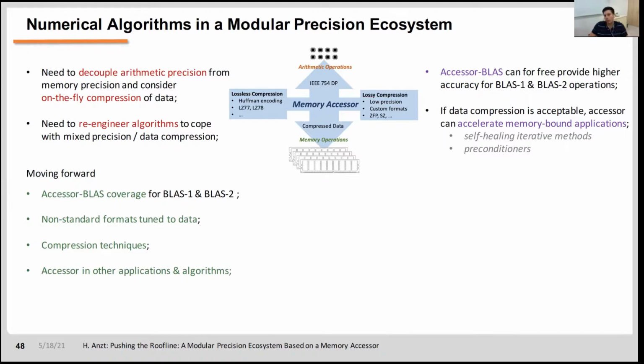If we would first accumulate data in main memory and then at a later step compress it, we would lose all the benefits. So we have to do the compression in processor registers, and processor registers are a scarce resource. So we probably wouldn't be able to keep a lot of data in processor registers and then apply sophisticated compression techniques, but we have to look into it. And then I think there's a lot of potential in looking into other algorithms and applications that can benefit from the memory accessor.